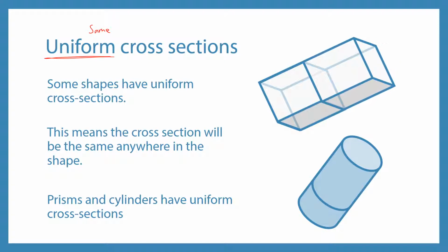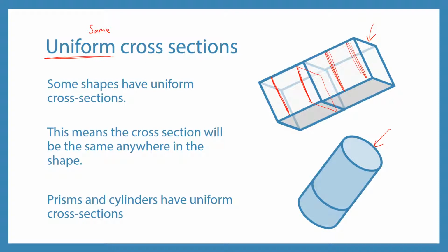So what this means is that some shapes we could cut at any point in the shape. So you cut it here or here or here, any cross section of the shape, and it's going to give you exactly the same cross section. So it doesn't matter where we cut this shape here or this cylinder here, it's always going to give us the exact same cross section.